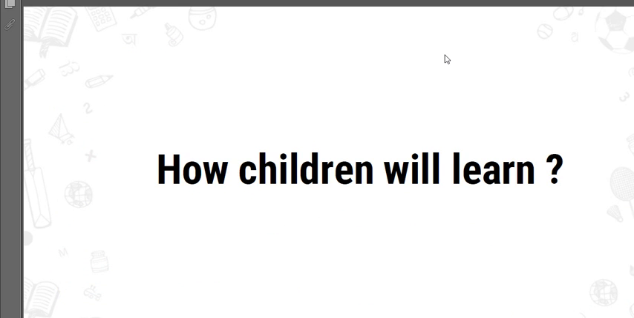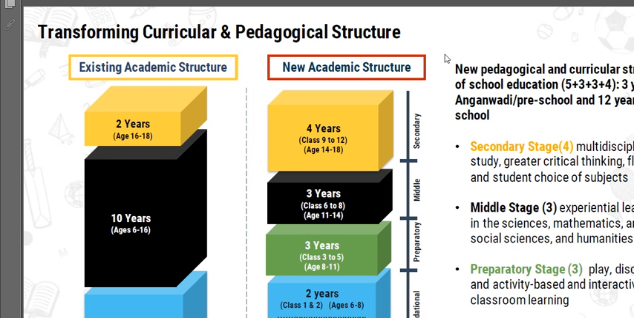Next question occurs: how will children learn? We can see transforming curricular and pedagogical structure. We can divide it into the existing academic structure, that is 2 years, 10 years, 2 years, age 16 to 18, 10 years, age 6 to 16. The new academic structure would be like this: 4 years, class 9 to 12, age 14 to 18, then 3 years, class 6 to 8, age 11 to 14, then 3 years, class 3 to 5, age 8 to 11, 2 years, class 1 and 2, age 6 to 8, 3 years Anganwadi, preschool, Balvatika, age 3 to 6.